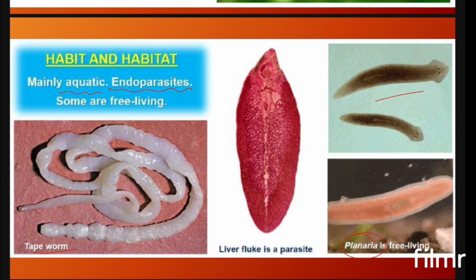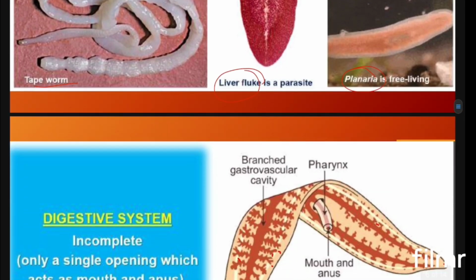So endoparasites are there, free living varieties are there, and parasites are also there. An example of a parasite is the liver fluke. So these are different Platyhelminthes, which exist as endoparasites, as free living organisms, and as parasites, right?